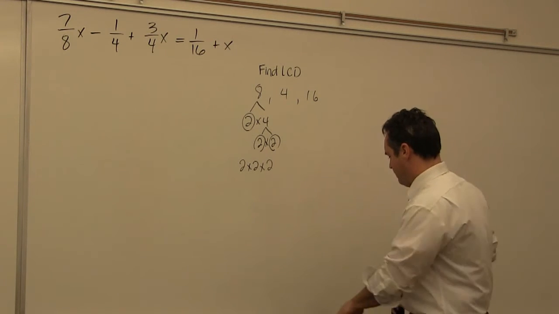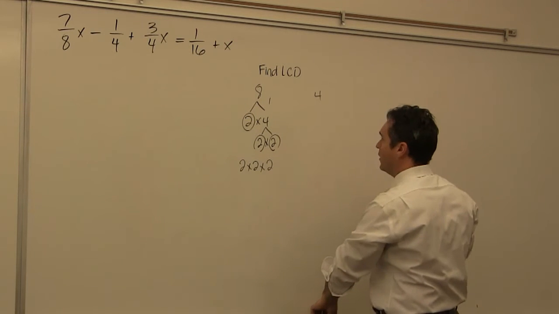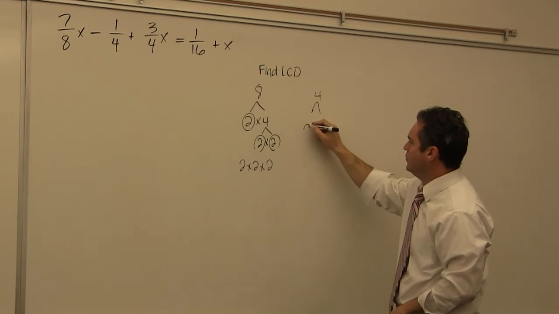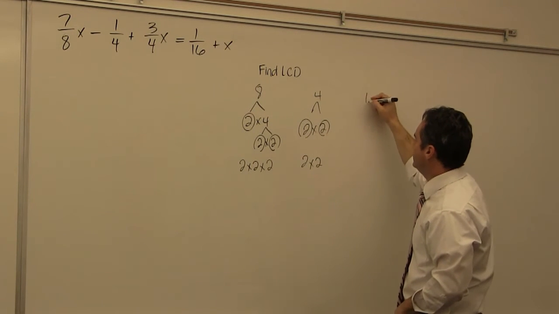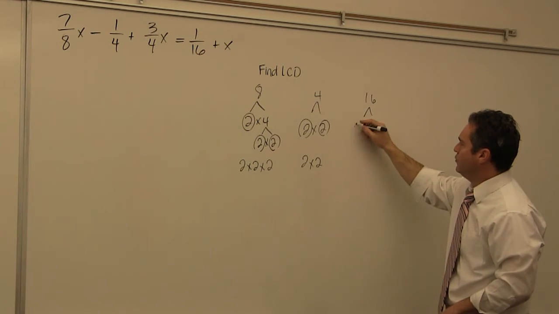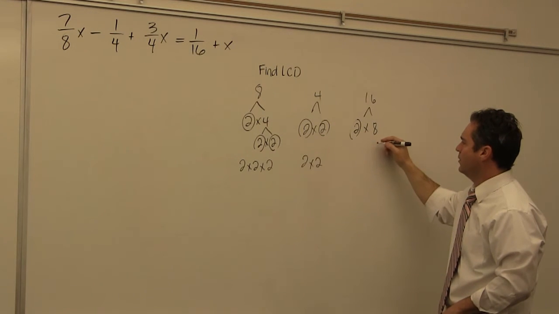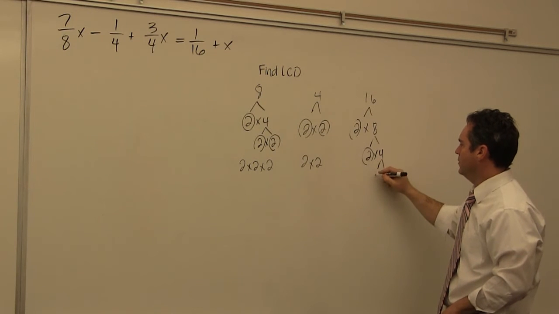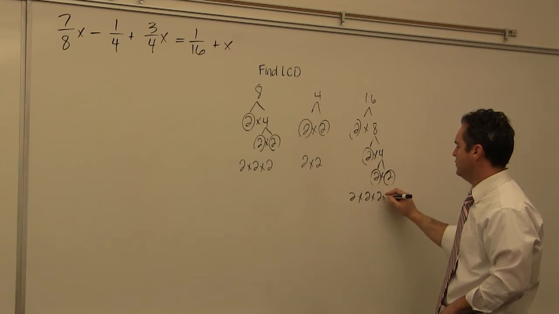Now 4. Let's do these a little bit off to the side here. So we have 4, and we'll prime factorize that. Exactly. 2 times 2. Circle, circle. So we have 2 times 2. And then 16. Prime factorizing 16: 2 and 8. Very good. You could have picked 4 and 4. Either one would work. 8 is 2 times 4. Good. And 4 is 2 times 2. Very good. So we have 2 times 2 times 2 times 2.